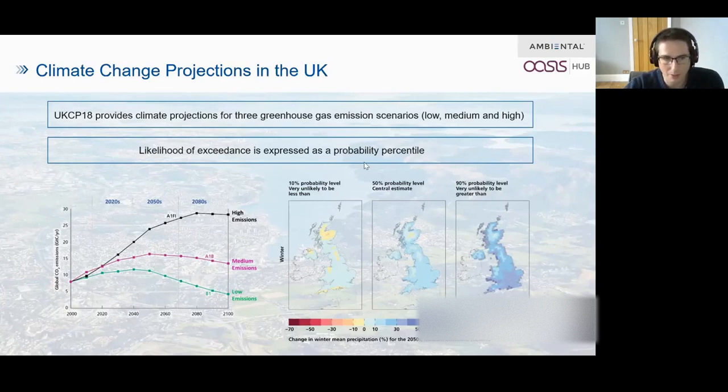There's quite a few decisions to make along the way, how we treat the probabilistic outcomes from climate models, from the UKCP, a little bit too technical for now. Very happy to talk it through with anybody at a later date. But essentially, we define these high, medium and low profiles and then project those into the future.